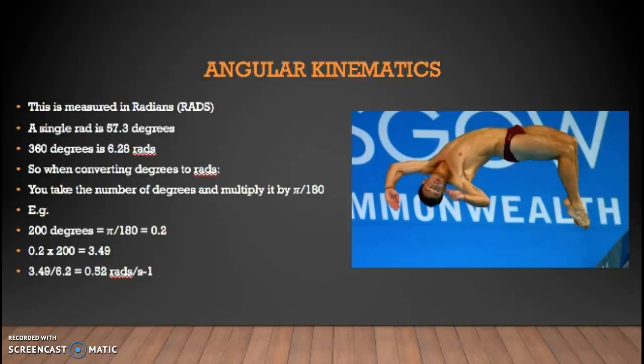When you're trying to convert your degrees into rads, you have to divide pi by 180 and then times it by the number of degrees. So if you look at the one I've done underneath, if we had 200 degrees, you do pi divided by 180, which is 0.2, and then you do 0.2 times the 200 degrees, because that's the degrees we're working with. It gives us 3.49. And then you just divide it by how long it took in seconds. So say it took 6.2 seconds, I divided my 3.49 by 6.2, which gives us 0.52 rads per second.